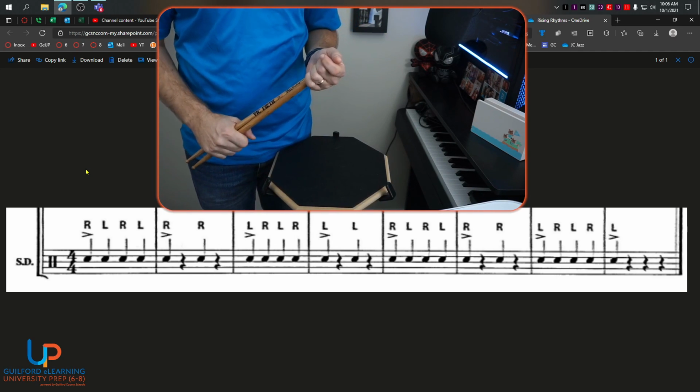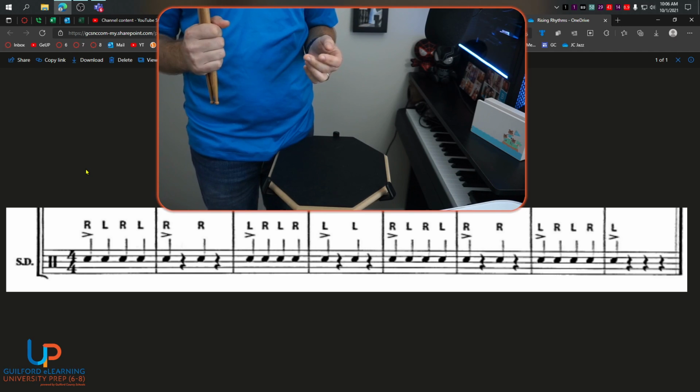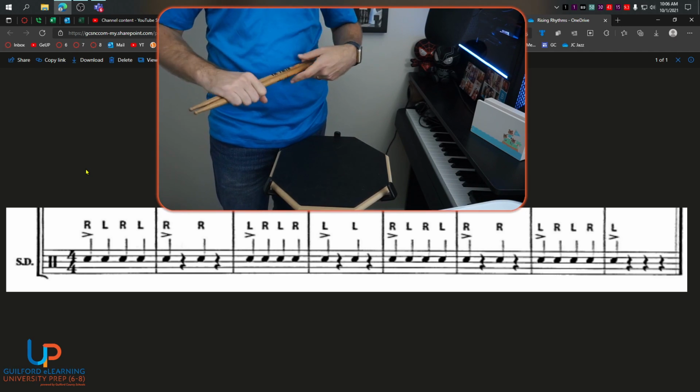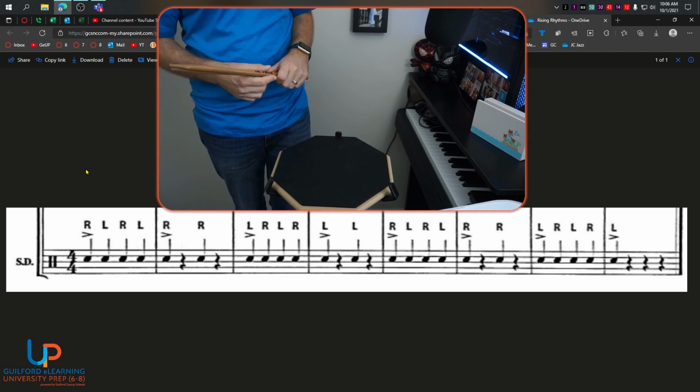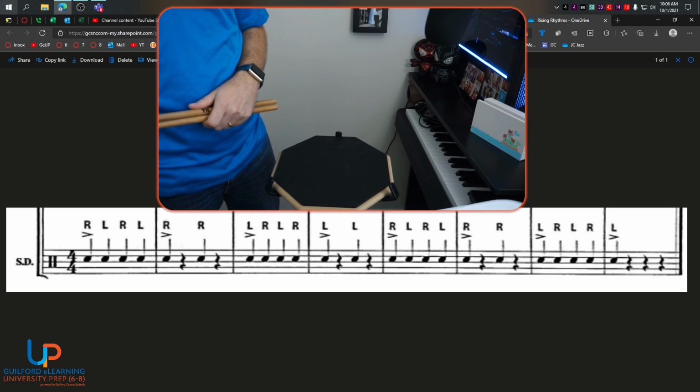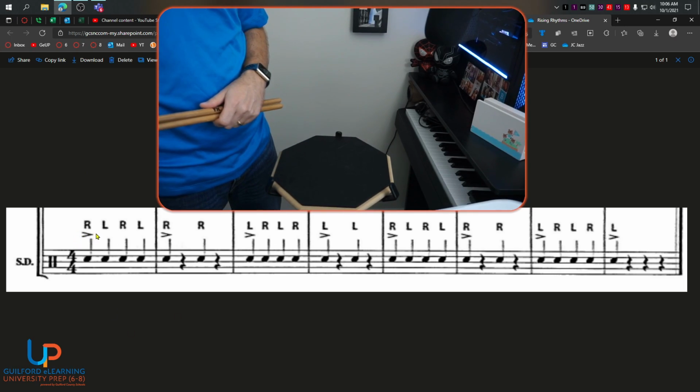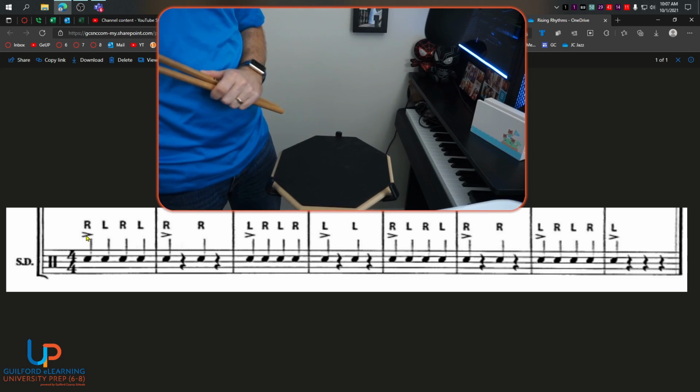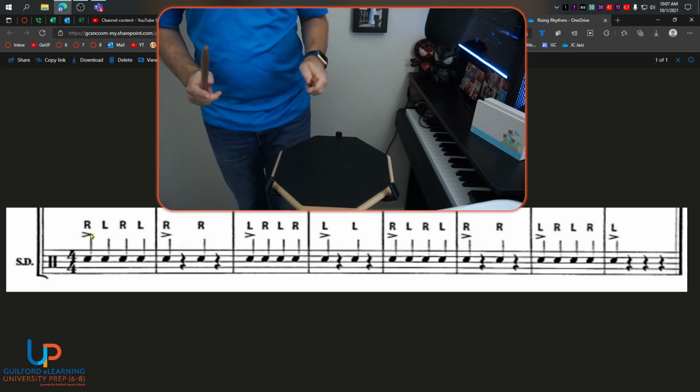Okay, now we're going to talk about the two kinds of attacks in this song. We have an accented note and we have an unaccented note. Check out what's going on here. The accent is the little greater than sign here. That is going to be an emphasized note, if you remember from the previous song. Emphasized means louder.